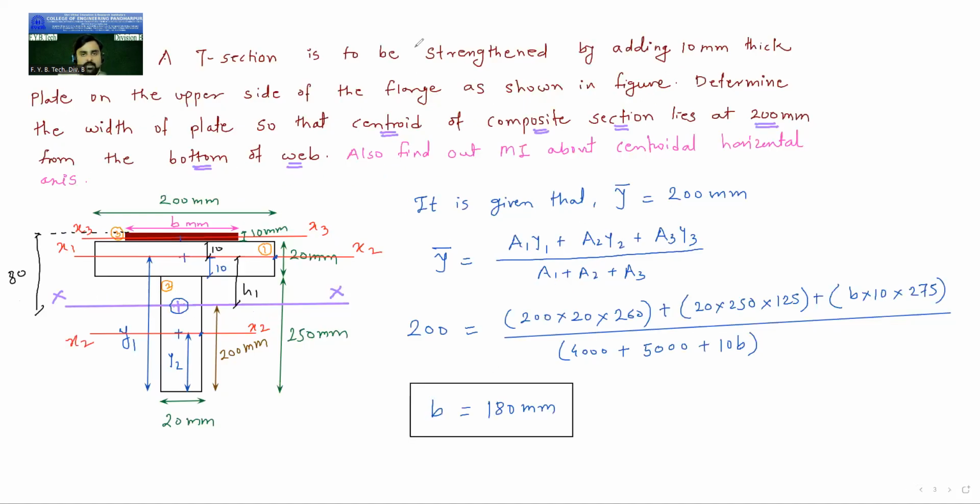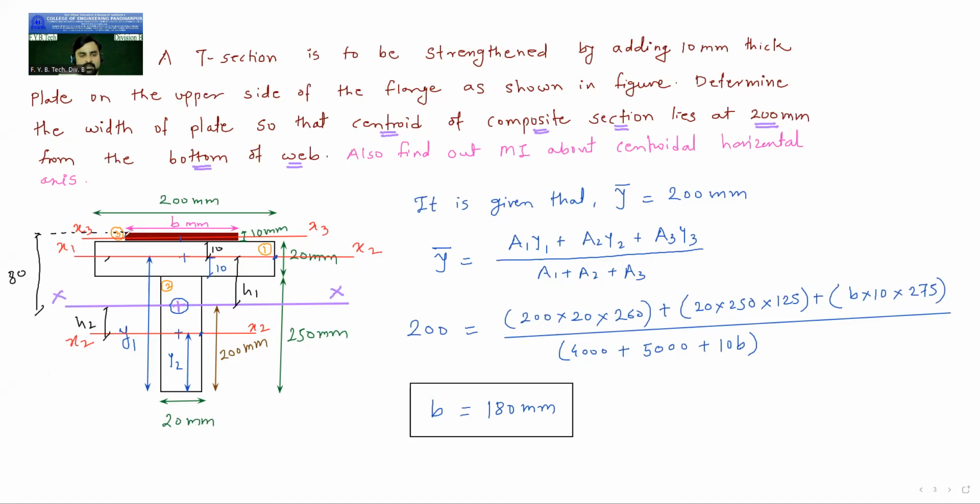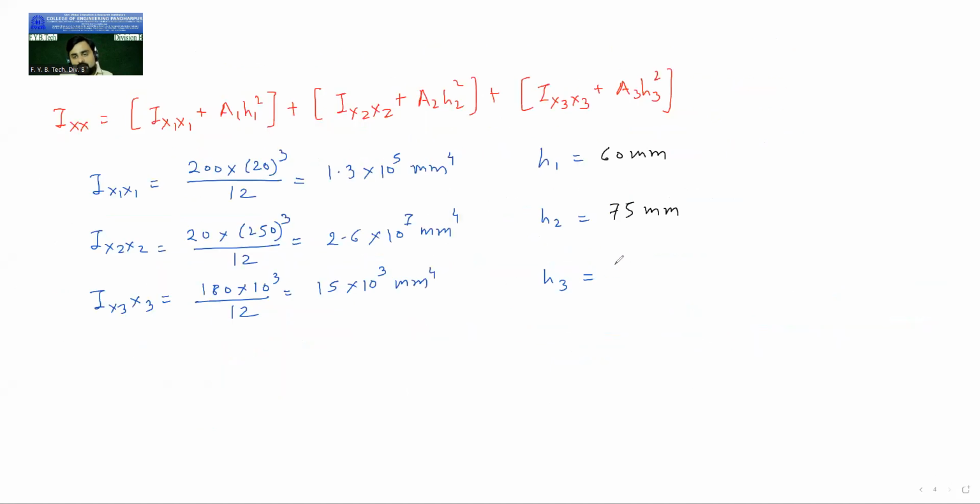Then again H2. H2 is this much distance, from X2 to X. What is the distance? This is 200, and Y2 is 125. This is 125 and this is 200. So 200 minus 125, what is H2? 75. And H3 is the distance from X3 to X. Total from the top of the plate it is 80, which we have calculated. This is 10, so minus 5, so it will be 75. So H3 is 75. Put all the values in the formula and get the answer.